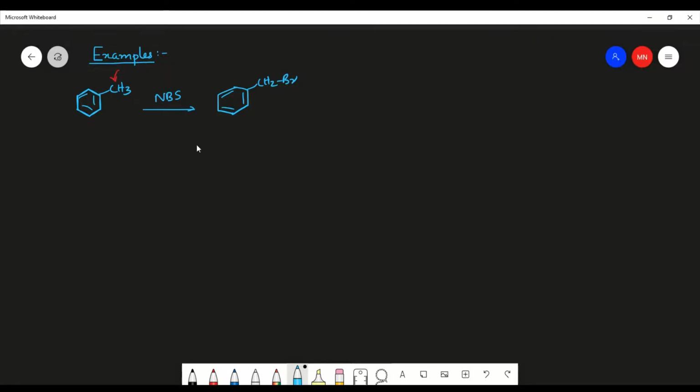Now let us see another example. This NBS is not only good for brominating at the allylic and benzylic position, but also it is used for the bromination of the propargylic position. So here, this is a triple bond and this is the propargylic position. So this bromination could also happen at the propargylic position. So the product that you will be getting is, as I said earlier, this is the propargylic position and you will be getting bromination over here.